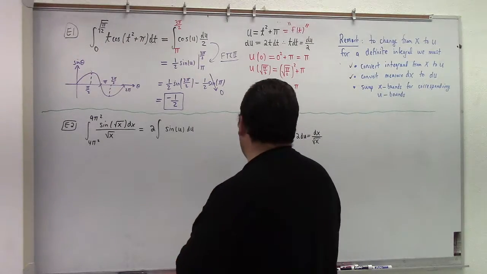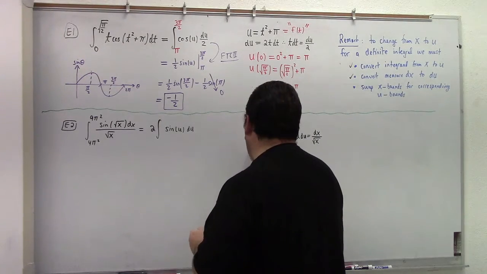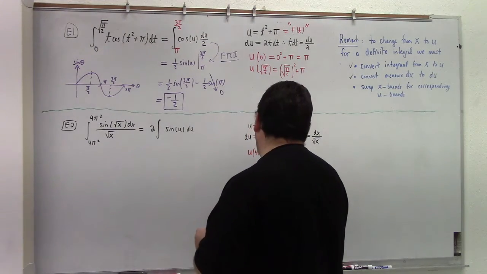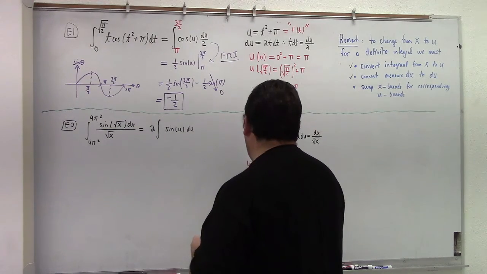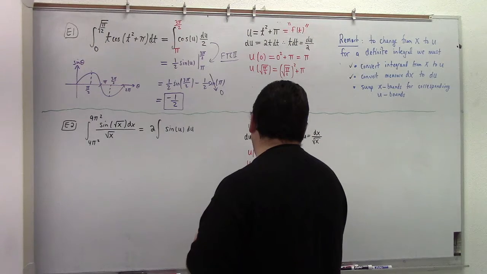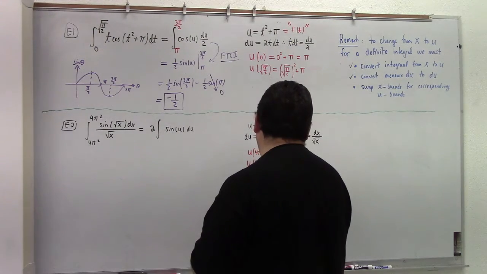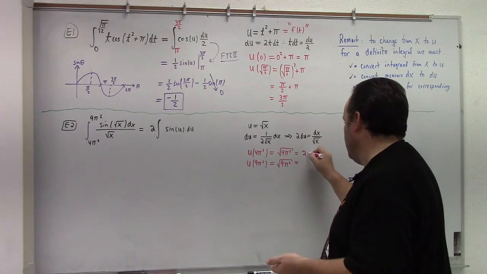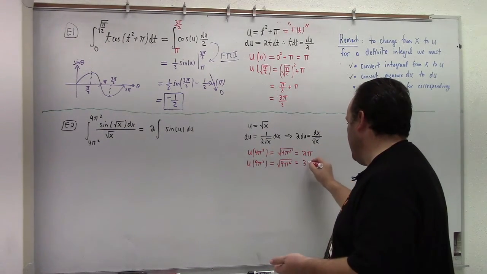So u of the lower bound, u of 4 pi squared, what's that look like? Well, that's the square root of 4 pi squared, right? And u of 9 pi squared, well, that's the square root of 9 pi squared. How do those work out? Well, that gives you 2 pi, and this gives you 3 pi.